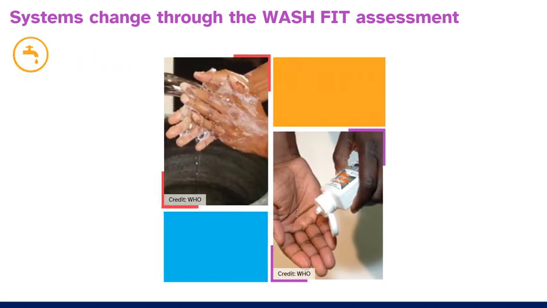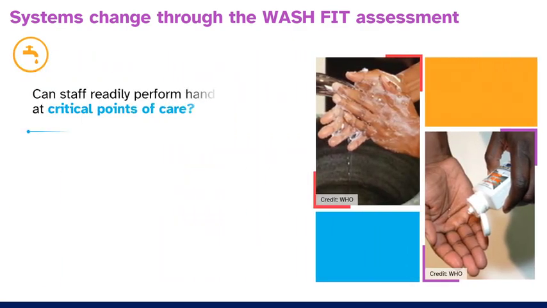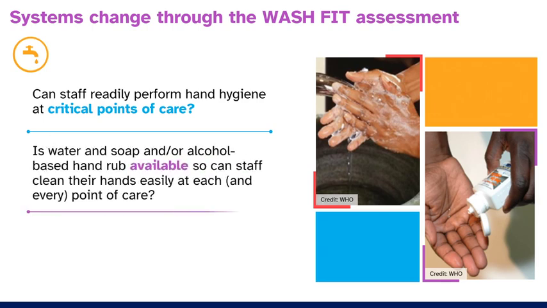The WashFit assessment asks if staff can readily perform hand hygiene at critical points by checking the availability of hand hygiene stations at all points of care. As we have seen, these points are vital for maintaining high hygiene standards and preventing infections. This assessment aligns with the WHO's 5 moments for hand hygiene, checking for the availability of accessible and functional hand hygiene facilities to ensure compliance and patient safety.